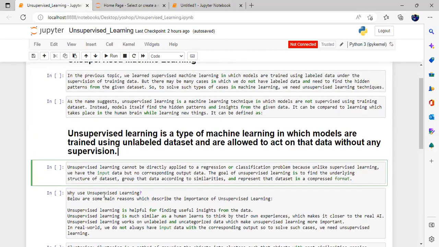So here, why do we use unsupervised learning? I am reading this slide because it is not possible for me to write each line, because it will take time. So unsupervised learning is helpful for finding useful insights from the data, right?